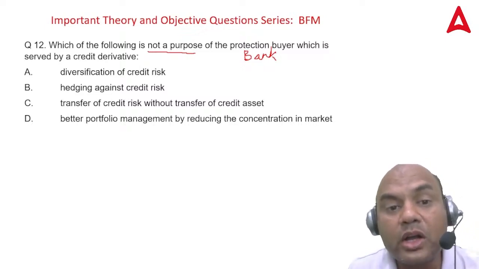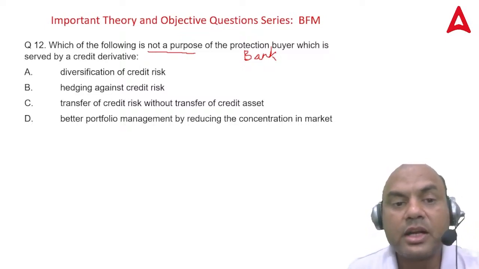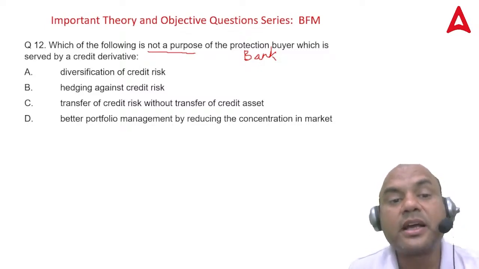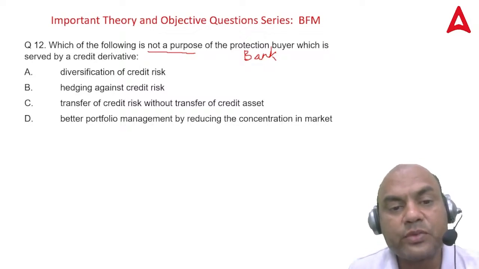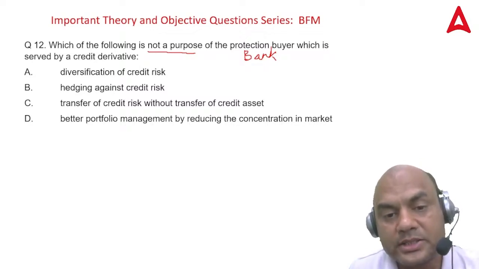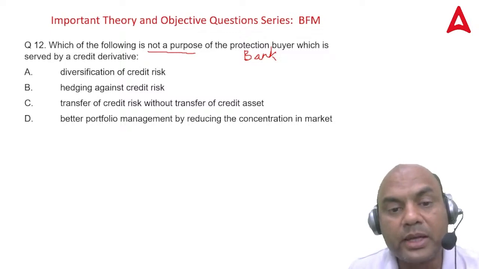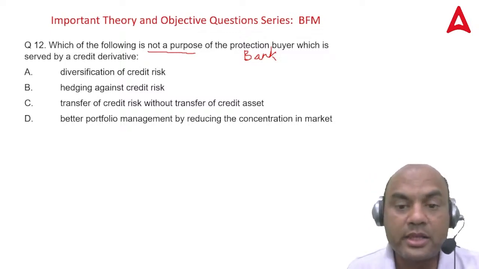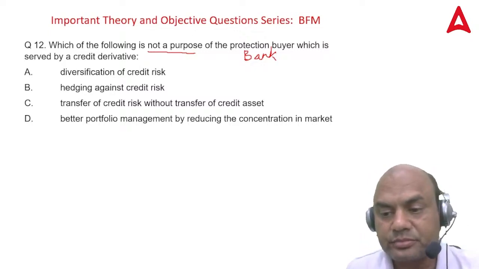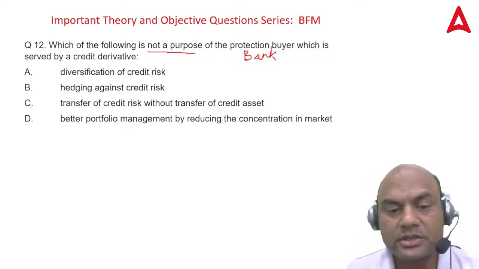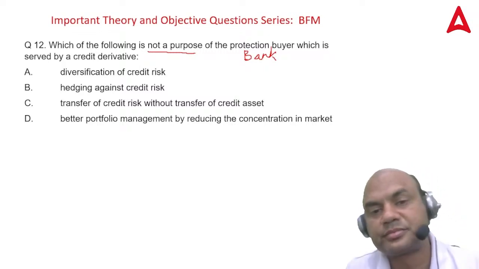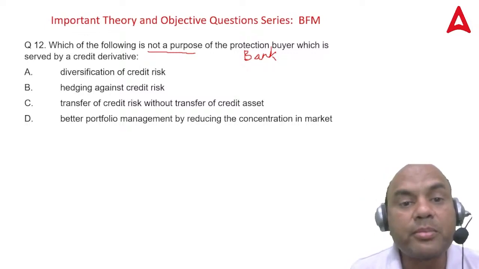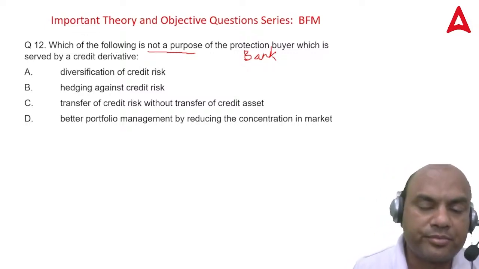See here, we want not the purpose, okay? Diversification of credit risk, hedging against credit risk, transfer of credit risk without transfer of credit asset, better portfolio management by reducing the concentration in the market. Think over it. What should be the answer? Not the purpose, not. Okay.